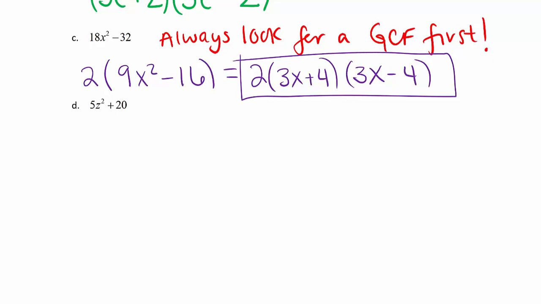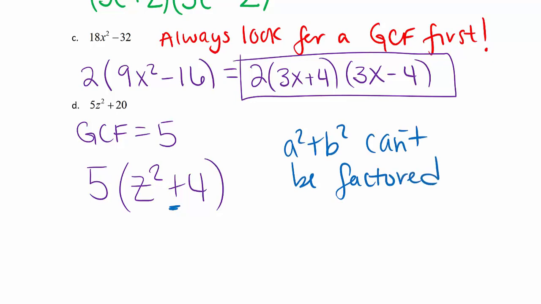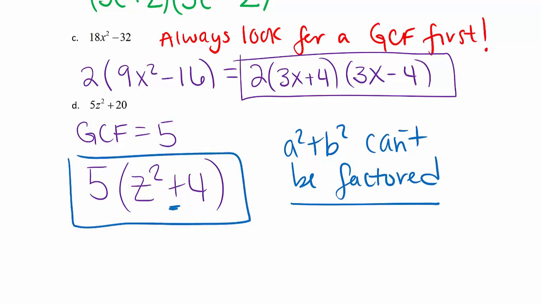All right, one last example in part D. Well, I always look for GCF first. And both of these terms are divisible by 5. So if I pull out a 5, I'm left with a z squared plus 4. Now in this case, we actually can't go any further. We can't go any further because of that plus sign. Our formula is only for a difference of perfect squares. If you see a sum of two squares, a squared plus b squared, that cannot be factored. And so this is my final answer. I actually can't go any further with this. If we had a minus sign there instead, then we would definitely use that difference of squares formula.